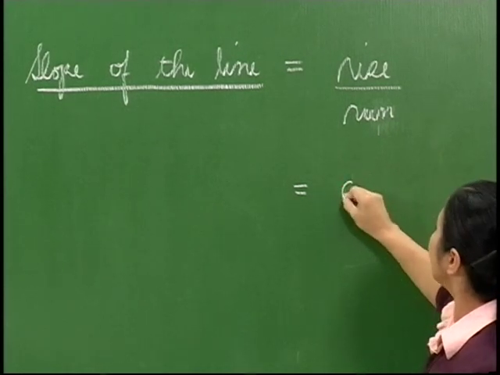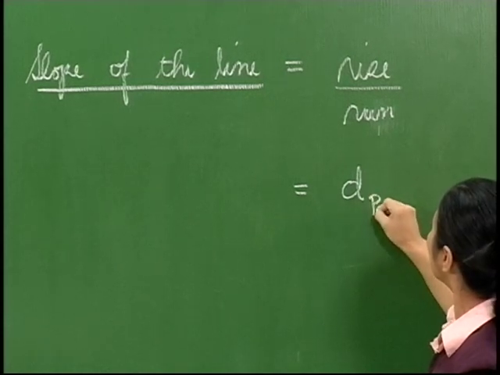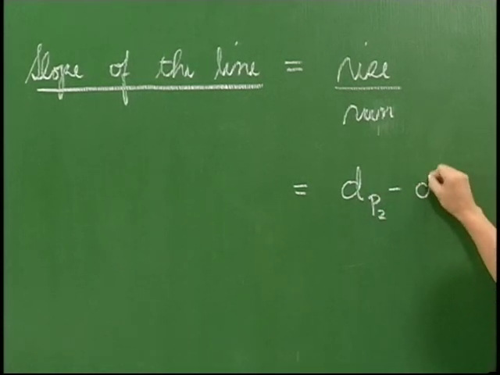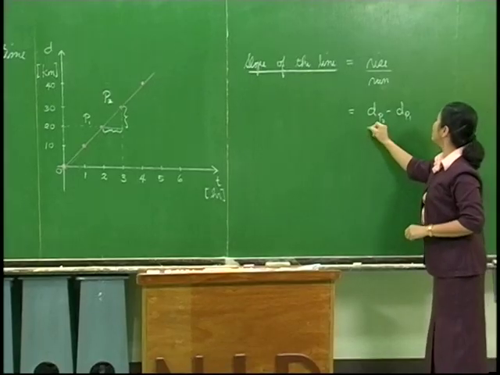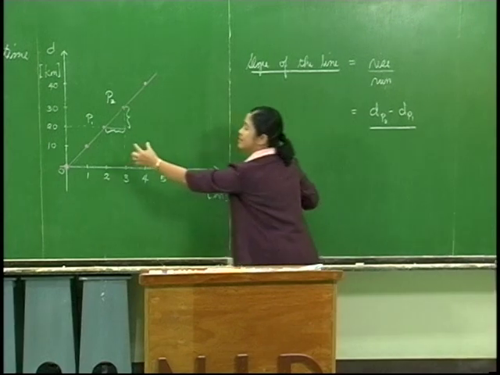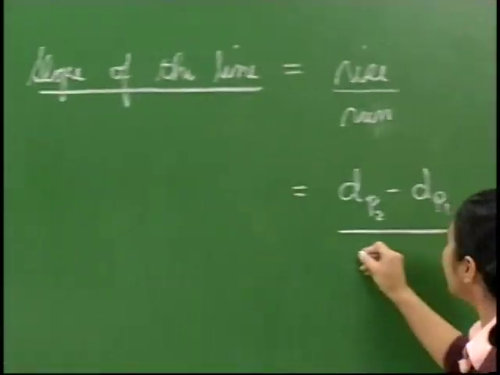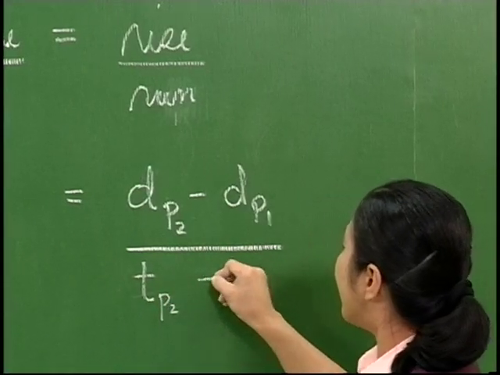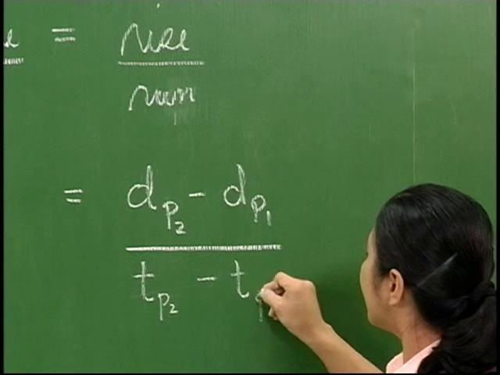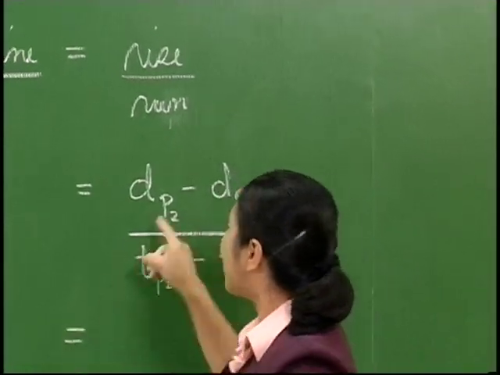say D at point 2 minus D at point 1, and now you divide it by this interval. This is now the run, if you remember your second-year algebra. So this would be the T at point 2 minus the T at point 1. And now you just substitute the values.